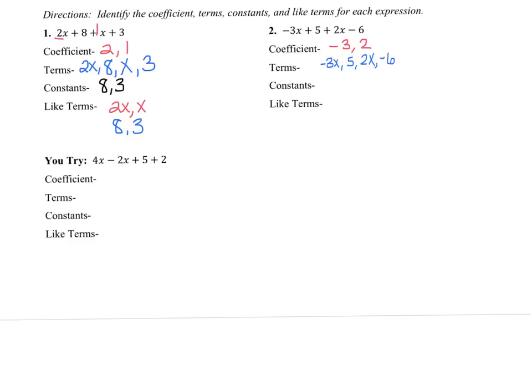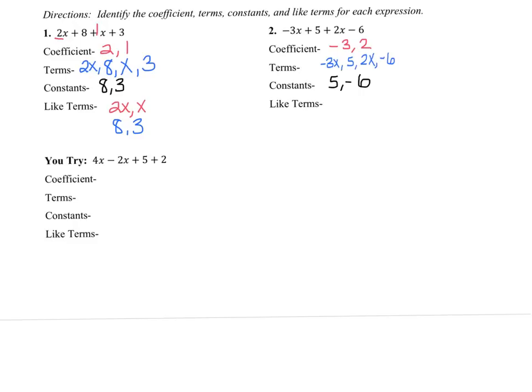So now let's identify our constants. Remember, your constants are your numbers. So in the expression, our constants would be a positive 5 and a negative 6. So we're going to write 5 and negative 6. Again, remember to bring the sign in front.